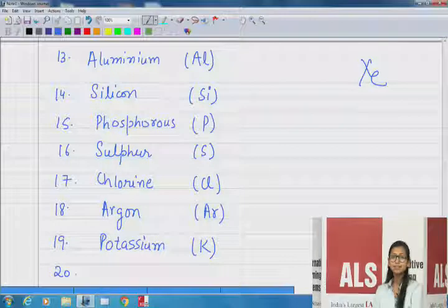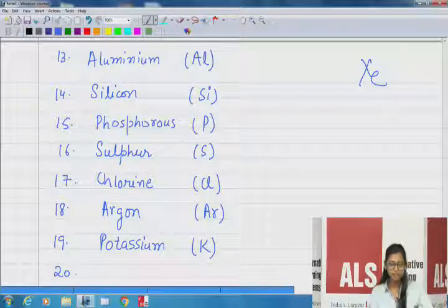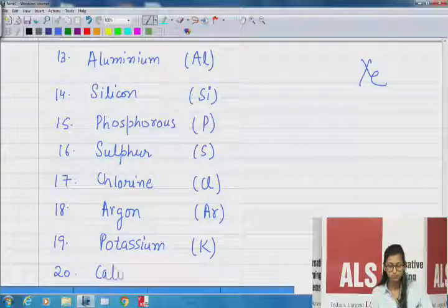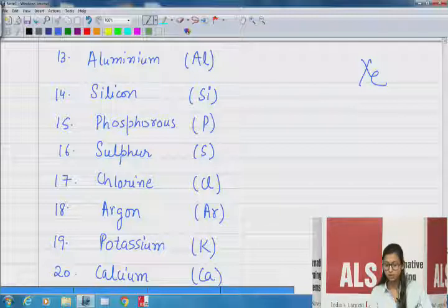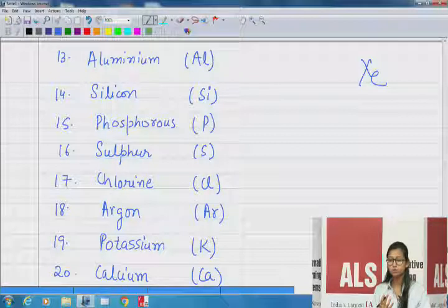It's the calcium. Very good. So, 20th is the calcium. Ca is the symbol, okay. Right now I am writing till 20 only. Later on we will be studying it till 30, okay. So, those who know till 20, I would request them to learn till 30, okay.